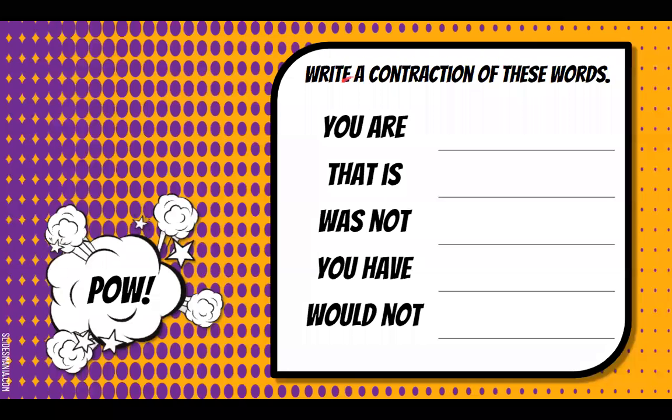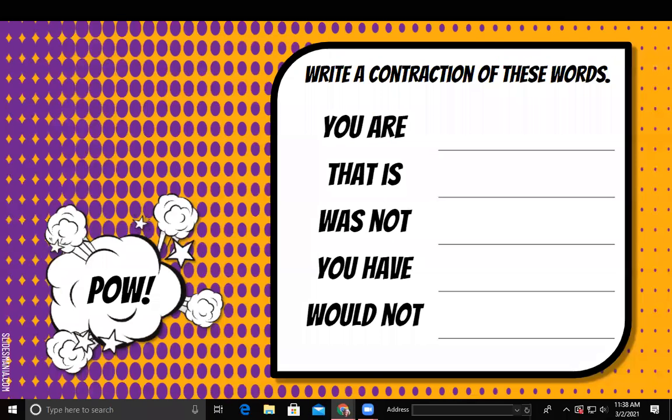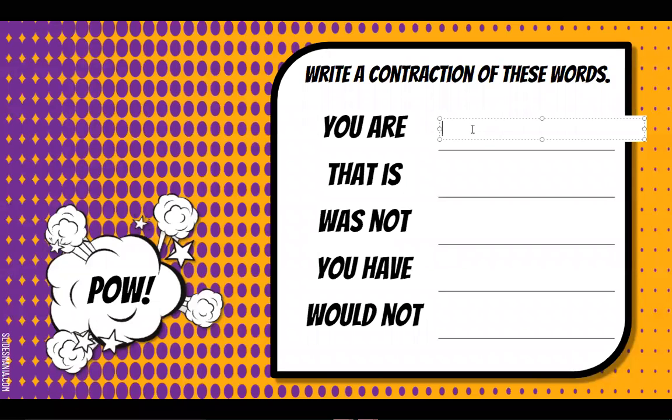We left off on this slide here where it says write a contraction of these words. So first of all, we have the word you and the word are. That's you're. So what I'm going to do is go to the line and write the word you are in contraction form. So it's you apostrophe R-E. I popped out the A, right? It took that out, squished them together and replaced it with the apostrophe.